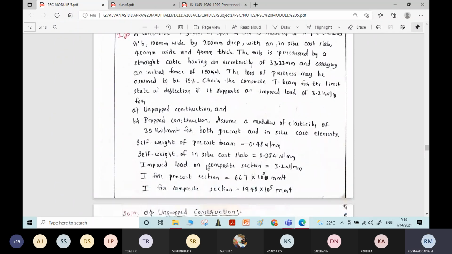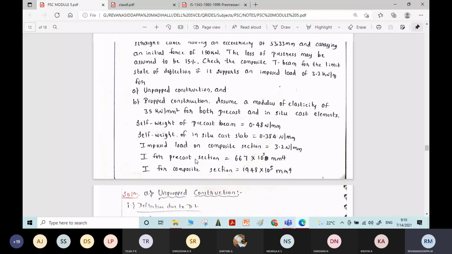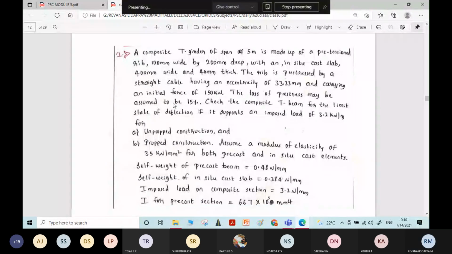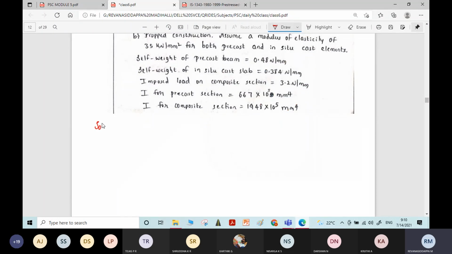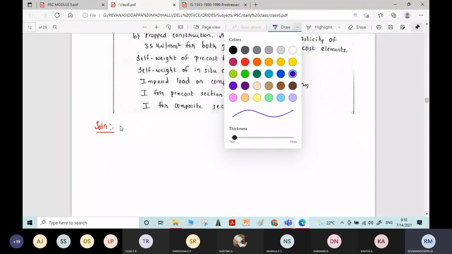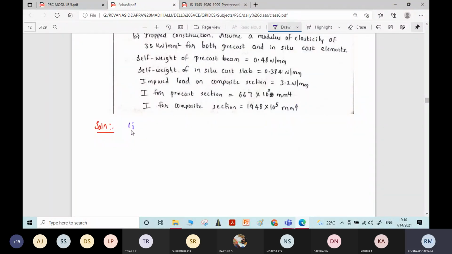Now we will take the first case, unpropped construction. The procedure, as I said, is similar to that of the deflection problems on the normal PSC beam. Case 1, unpropped construction. For unpropped construction, first we will find the deflection.